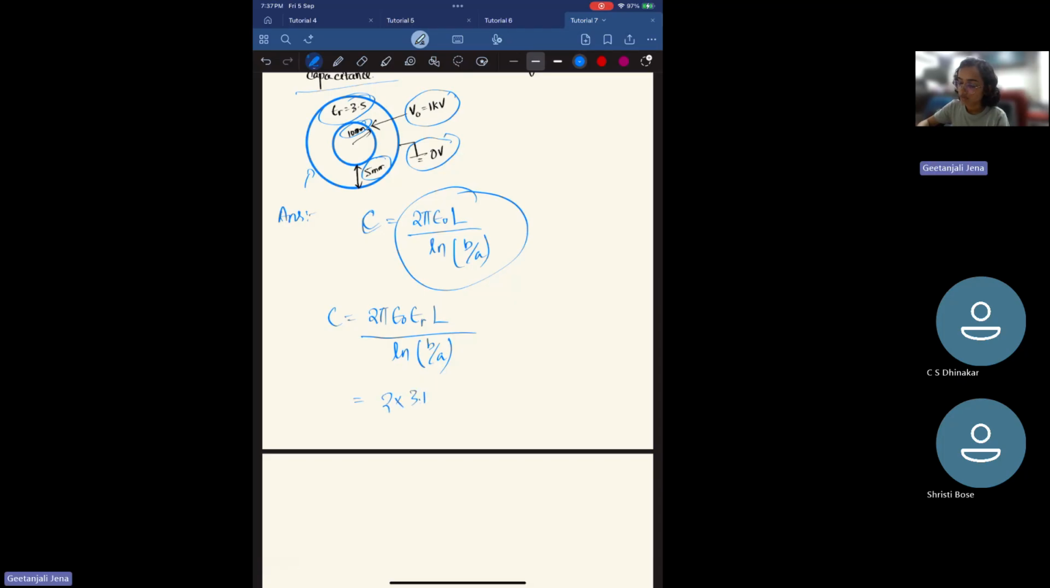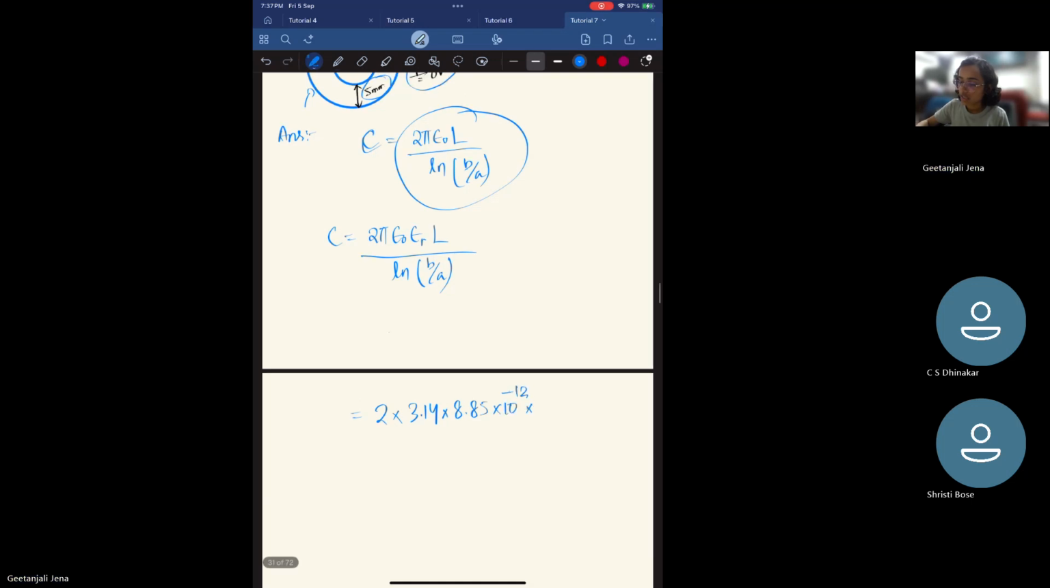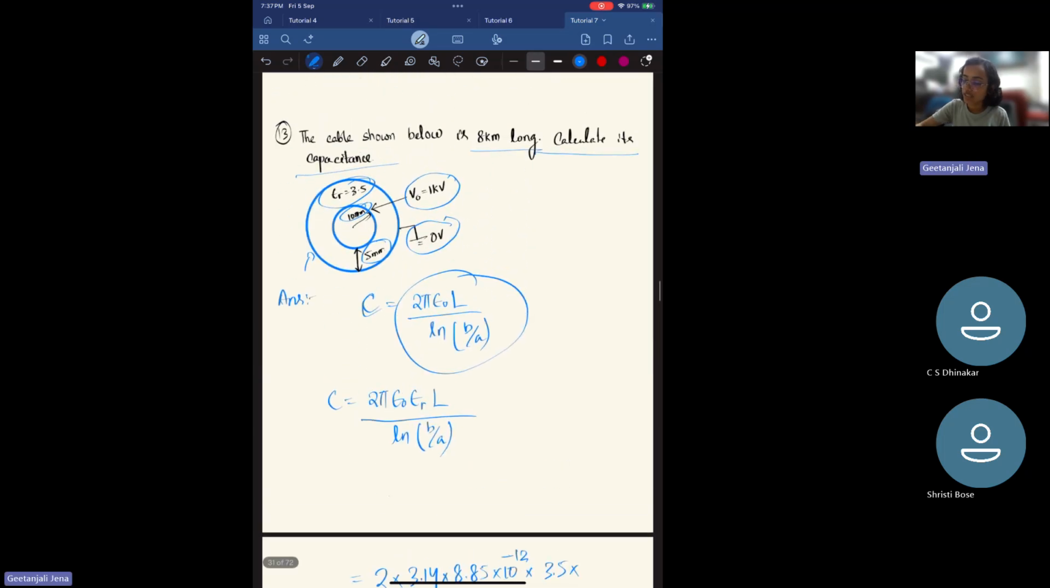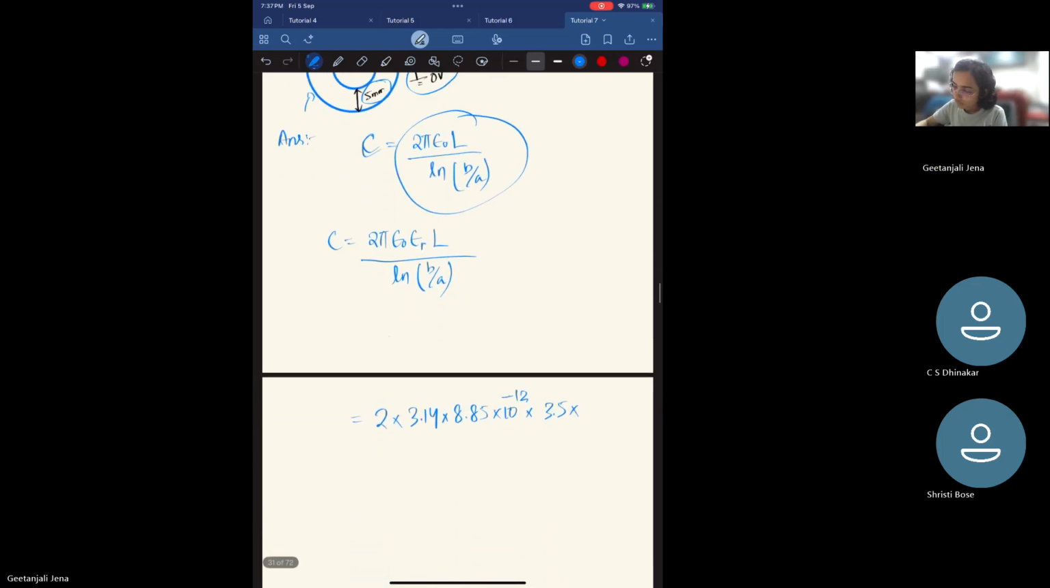So 2 into 3.14. Epsilon naught is 8.85 times 10 to the minus 12. Epsilon r is given 3.5. And length L is also given. It's 8 kilometer long, 8 into 10 to the 3.